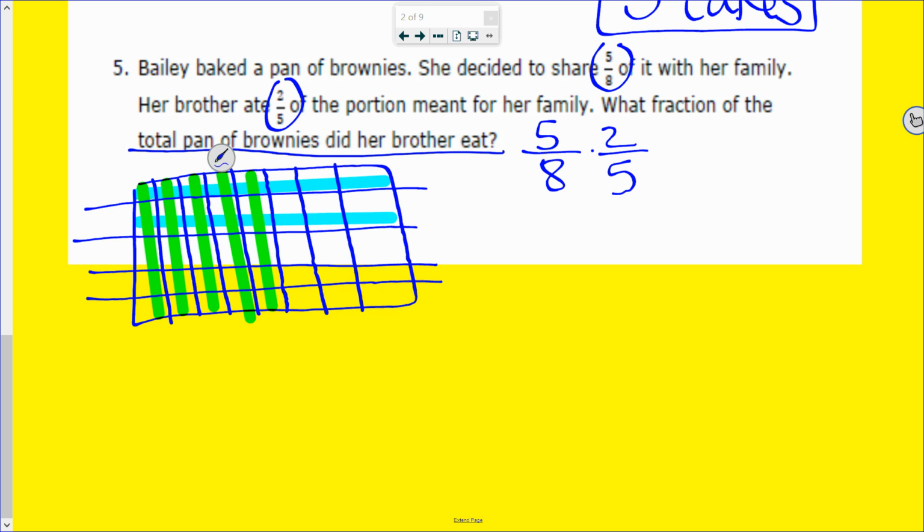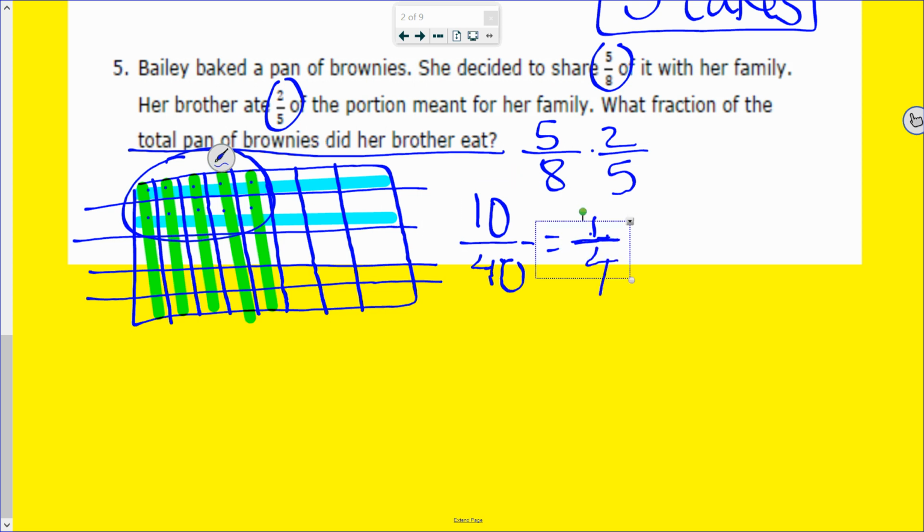And when you do this and you actually draw the lines on the pan, it's really obvious, I feel like, to see, okay, well, here's the overlap. I cut it into 40 total pieces, and my brother ate 1, 2, 3, 4, 5, 6, 7, 8, 9, 10 of those pieces, which simplifies to 1/4.